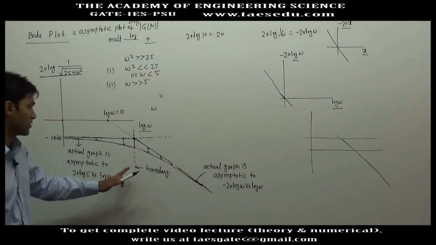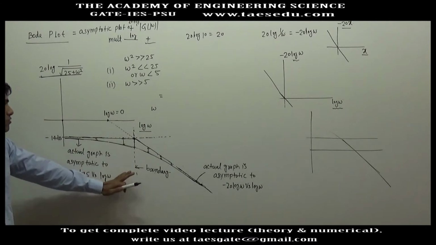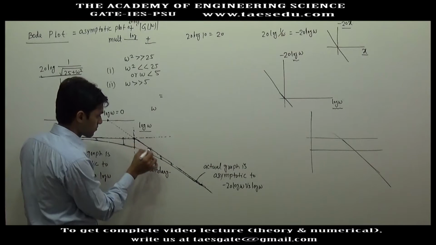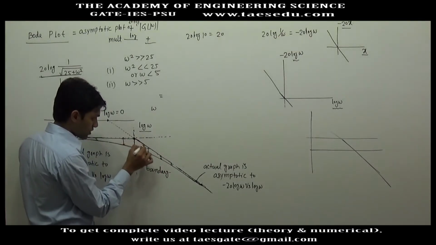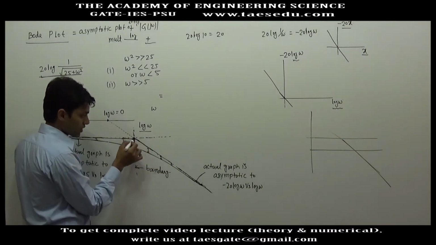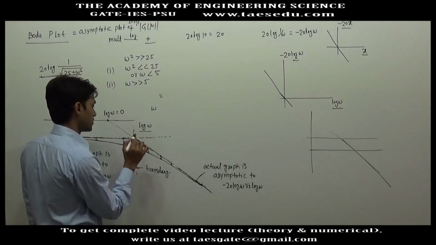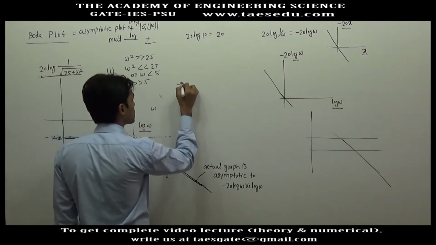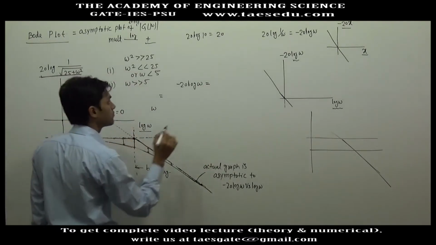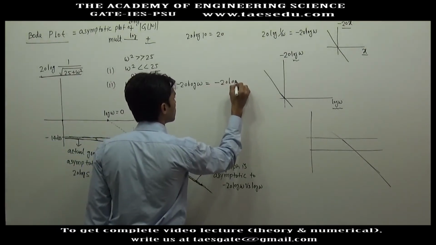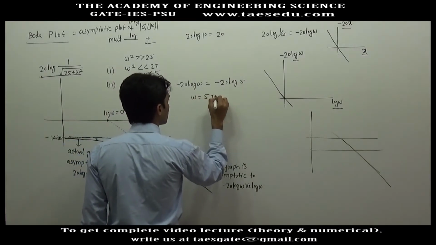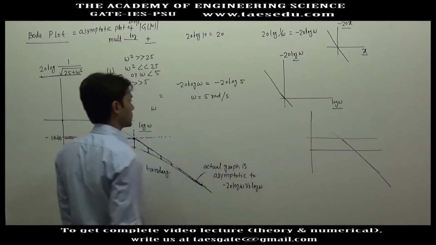Obtaining the boundary is not very difficult, but here it looks difficult because I am going by the procedure. What is this graph? At the point where the two asymptotes meet, the value of both graphs will be equal. So this graph is nothing but minus 20 log omega, and what is this graph? Minus 20 log 5. So what is the value of omega? Omega equal to 5 radian per second.